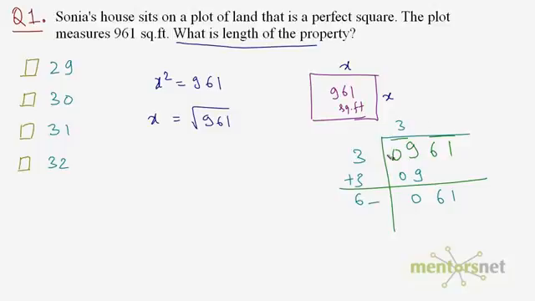So 6 something times that something should be equal to 61. Well, 61 times 1 is 61. 61 minus 61 is 0. We have a 0 here. So the square root of 961 is equal to 31. Hence, the length of the property is 31. So we have the correct answer as option C.